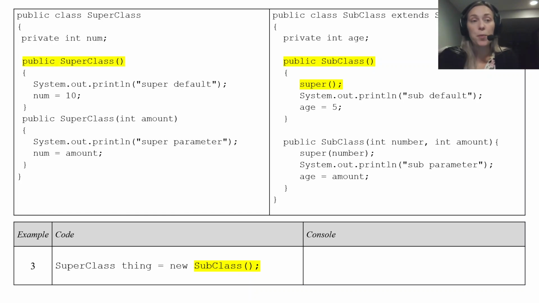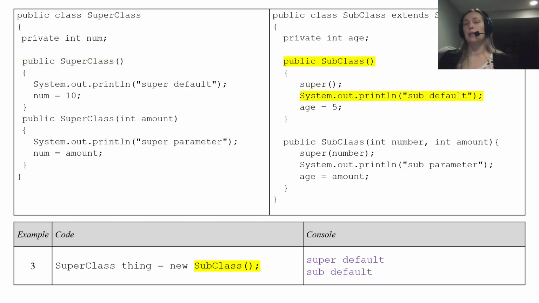Subclass is constructor. So we start at the subclass constructor. I run the super parameter in my superclass. Super default gets printed, and then sub default gets printed. Num becomes 10, age becomes 5. We're done. Which is exactly how the other pieces of code we just did behaved. So the fact that I upcasted here really had no impact on the execution of constructors.